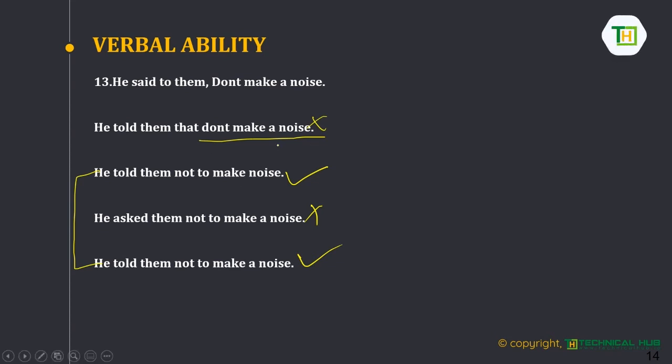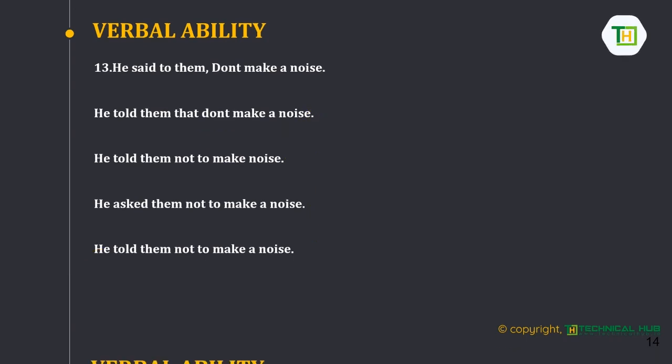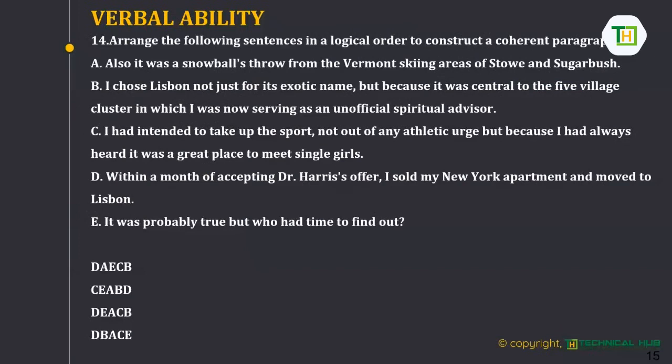Okay, right. So moving to the next part, the trickiest part. Let us see what it is. Arrange the following sentences in a logical order to construct a coherent paragraph. Okay, so how can you make these sentences into a paragraph?